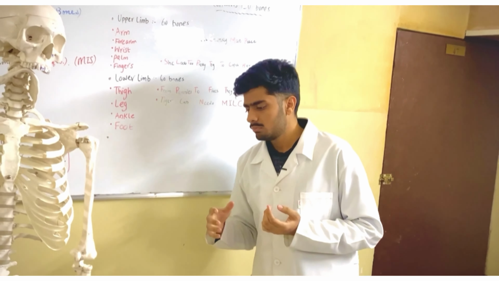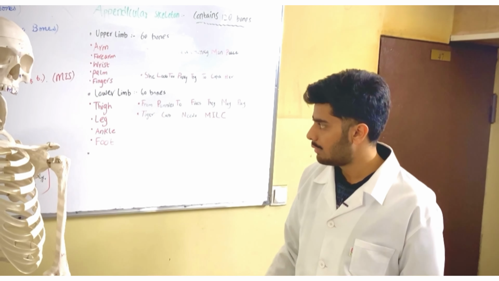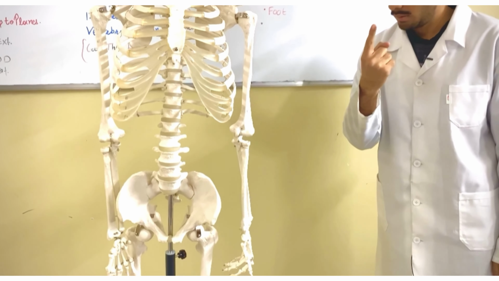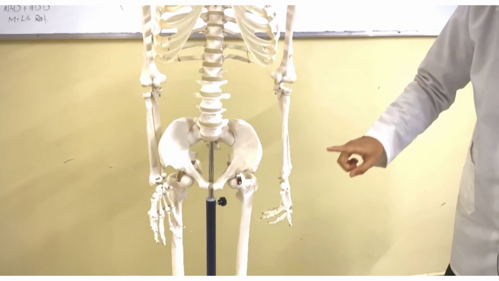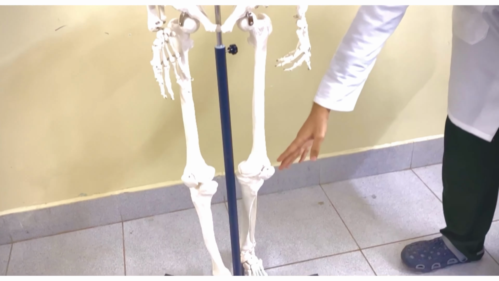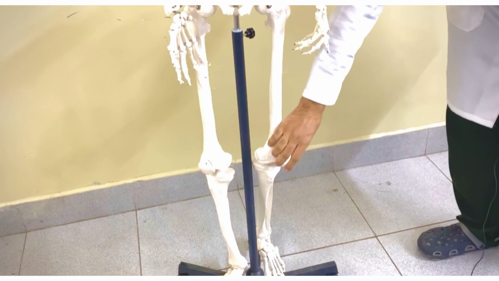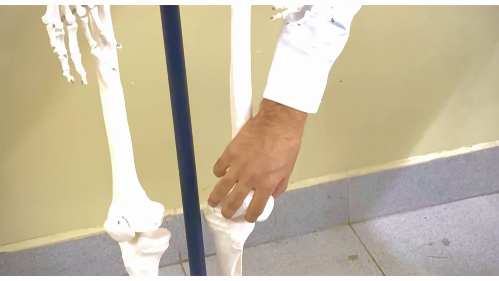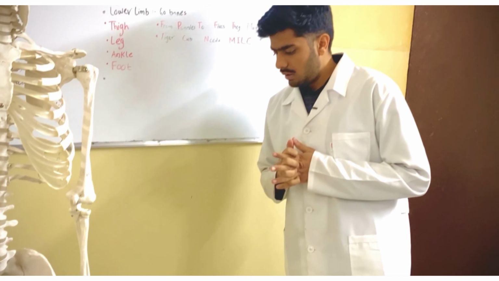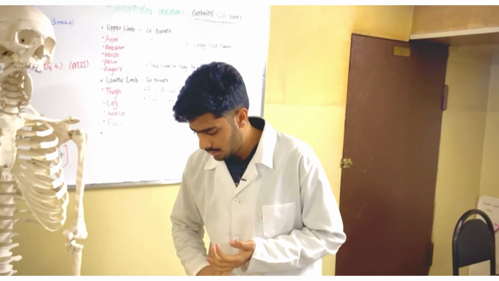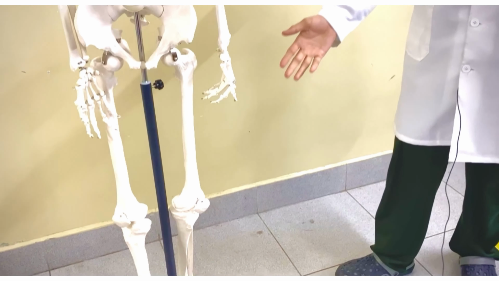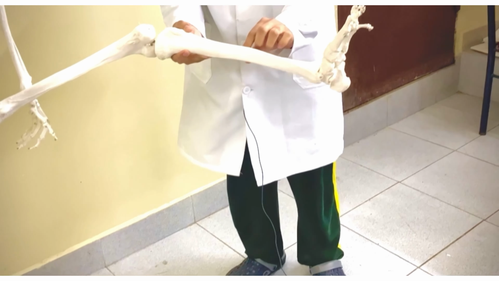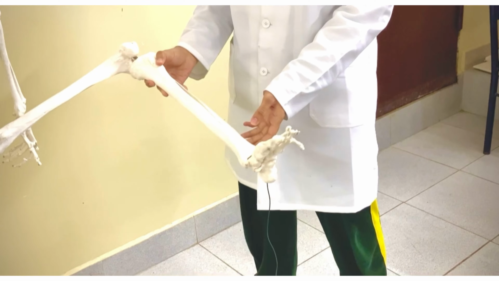We have also given general names to the parts of the lower limb. First is the thigh, which contains only one bone, the femur. Between the thigh and the leg we have a sesamoid bone, a bone lying within the tendon, which is known as the patella. The patella is one in number. After that we have our leg. The leg contains our tibia and our fibula. These two bones are in our legs.